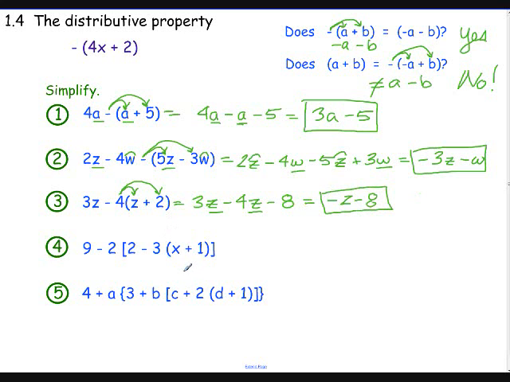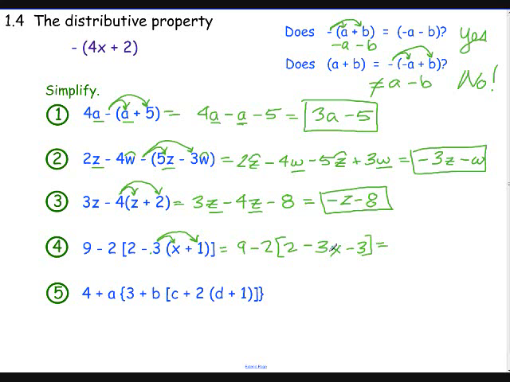Oh, look at this thing. We're going to have to do these next two in stages. Remember, we work from inside the parentheses out. So I'm going to distribute this negative 3 first. We'll have 9 minus 2. I'm not going to do anything to that yet. And I got positive 2 on the inside of the bracket. Then this will become negative 3 times a positive x, negative 3x, and negative 3 times a positive 1, negative 3.